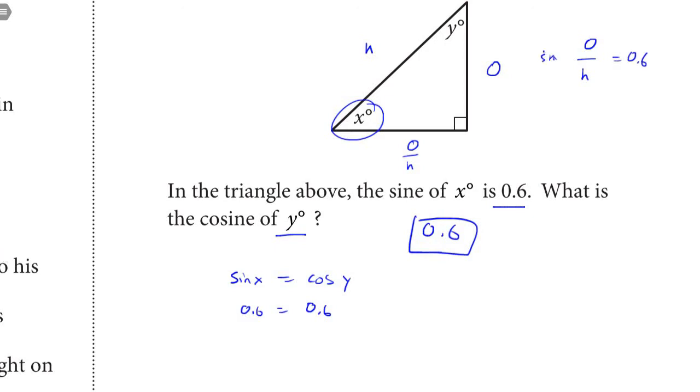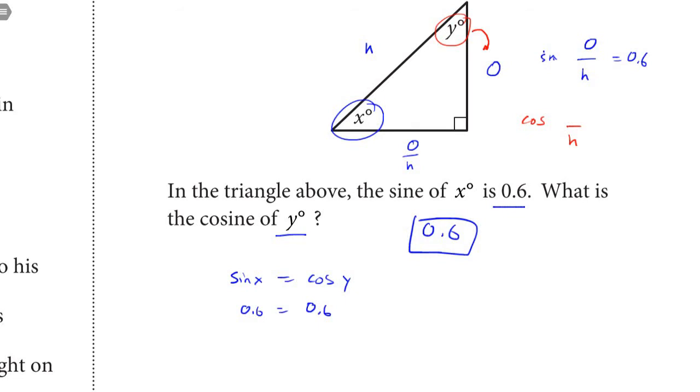Okay? Now let's think about the cosine. Cosine is adjacent over hypotenuse. So let's write out the hypotenuse first. Now what is the adjacent? It's the adjacent side to that y. And the adjacent side to that y just happens to be this side, which was the opposite for the x.